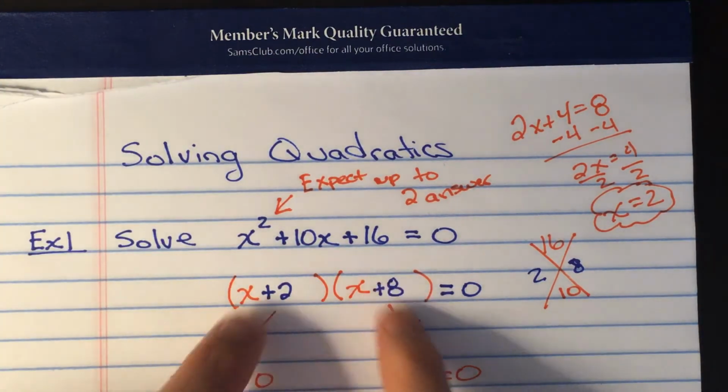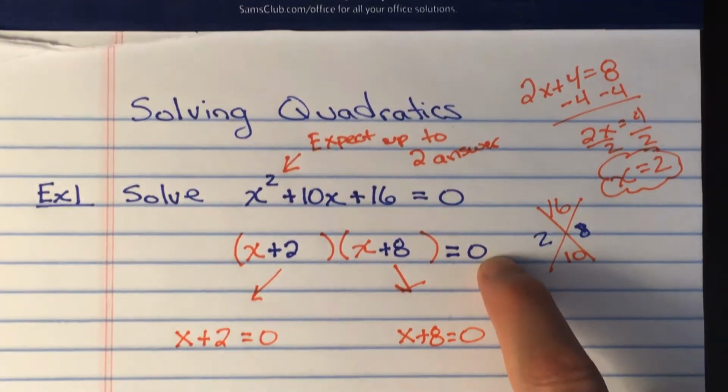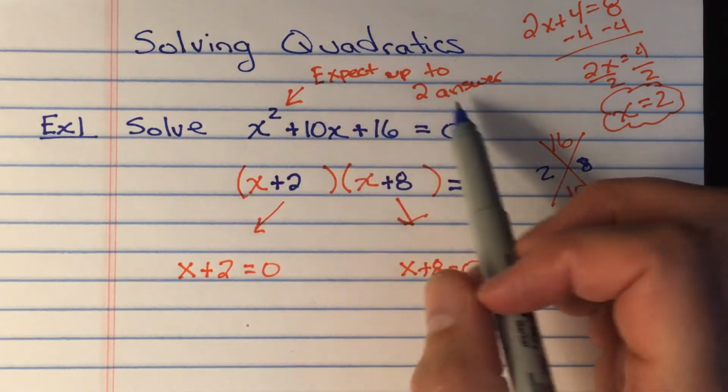Again, I'm writing these equal to 0 because that's what was stated here. And we can do this because of something called ZPP, or zero product property. We'll talk about that later. But from there, all we're going to do is solve these separately. Remember, we expected up to 2 answers.